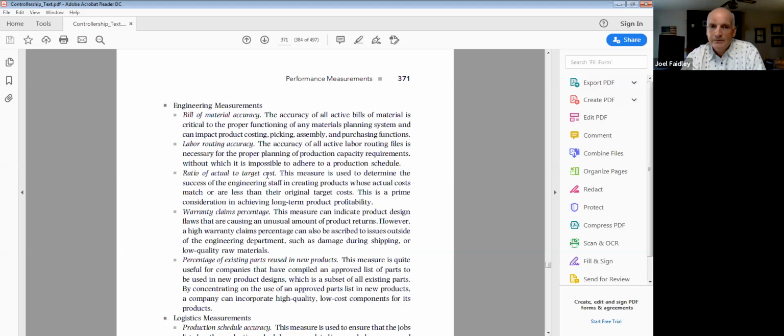Bill of material accuracy, labor routing accuracy. I mean, his job as an IE was never ending in making sure that the standards were accurate on the floor. And maybe you implement some new equipment that changes the standard, he has to be on top of that. Ratio of the actual to target cost, warranty claims percentage.